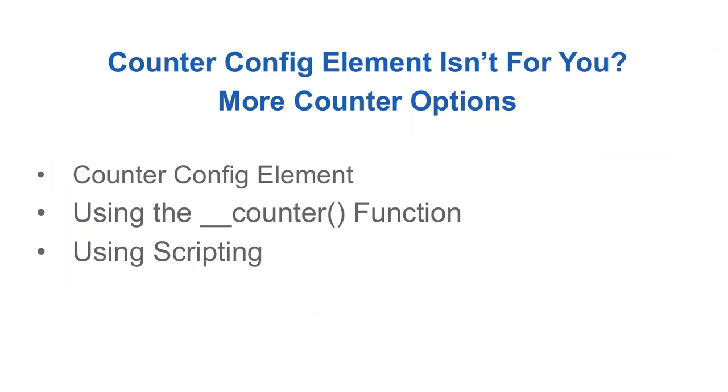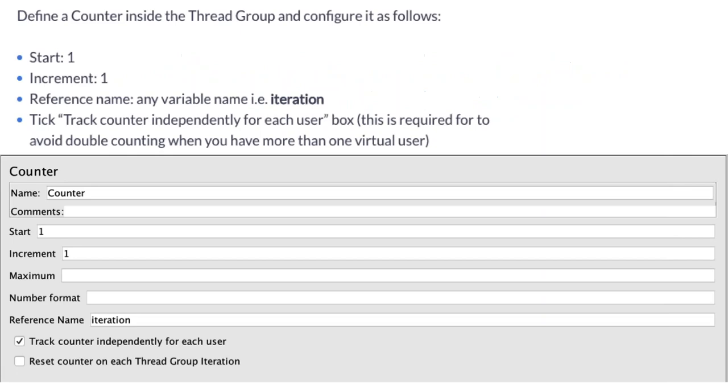Okay. Now, if for some reason the counter config element does not work for you, there are other approaches to get the current iteration number. These include using the counter config element. I know that sounds repetitive, but I will explain it in a second. Using the underscore counter function, and then also using scripting.